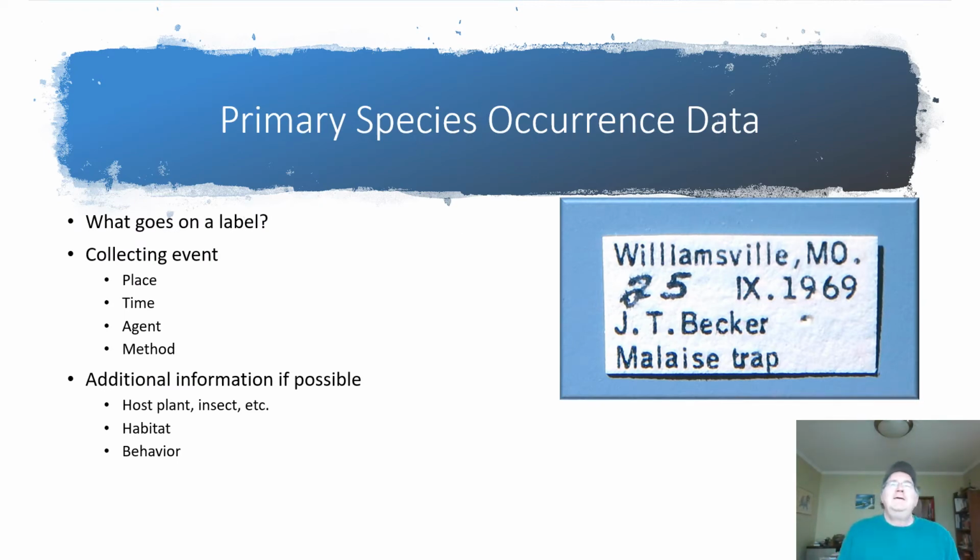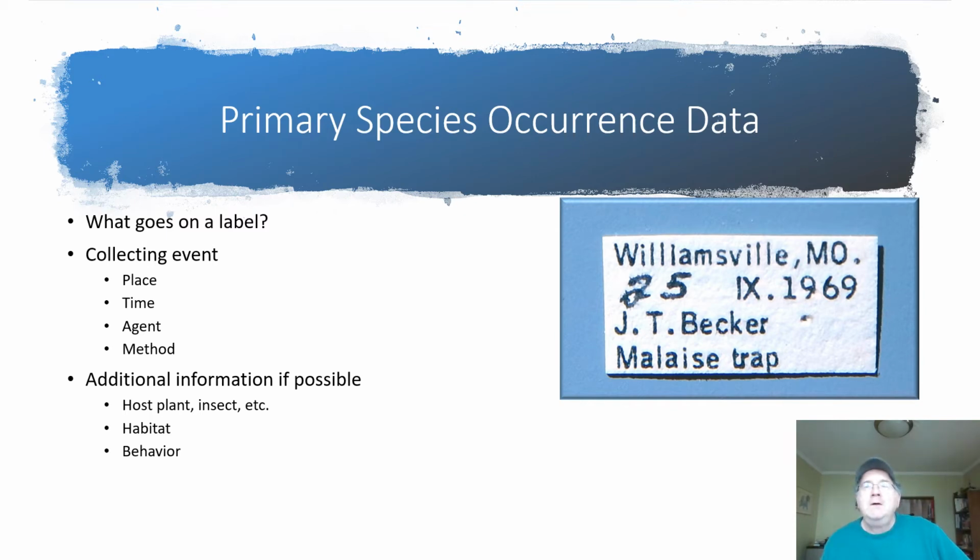So basically, what should be on that label? What is the information, ideally, that is associated with insect specimens? This is what people in the field call primary species occurrence data. Primary in the idea is that this is the fundamental data on the occurrence of species in the world.